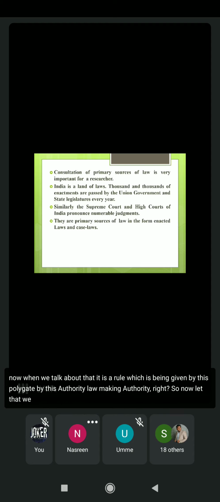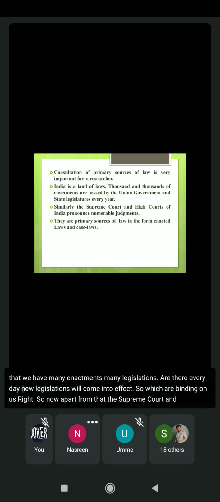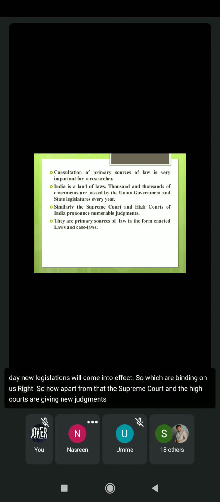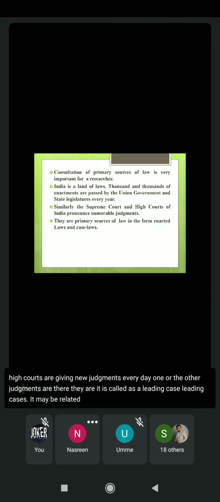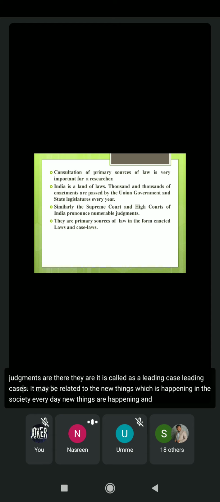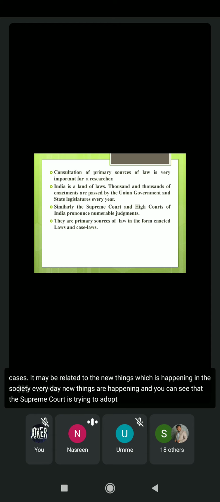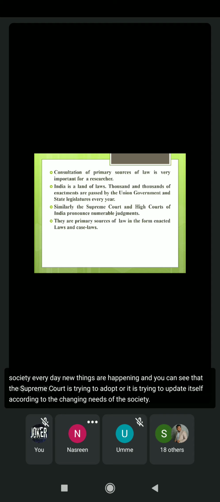Apart from that, the Supreme Court and the High Courts are giving new judgments. Every day one or the other judgment is given. They are called leading cases. It may be related to new things happening in the society. The Supreme Court is trying to update itself according to the changing needs of the society. So often we can see the latest judgments given by the Supreme Court and the High Courts of different states.